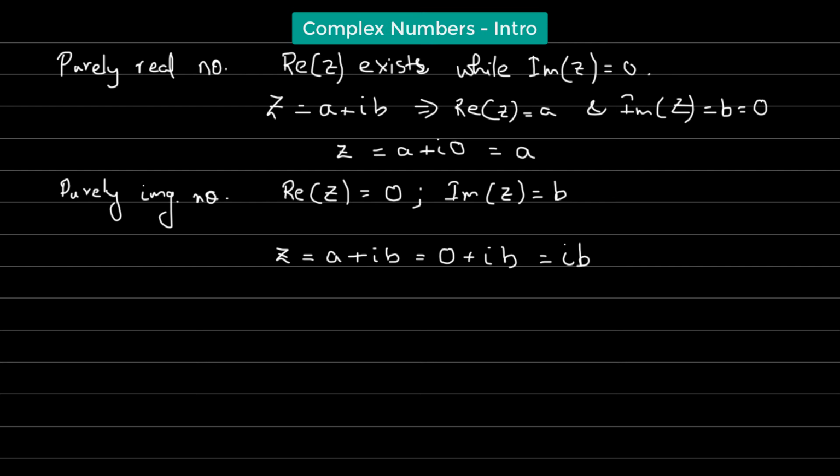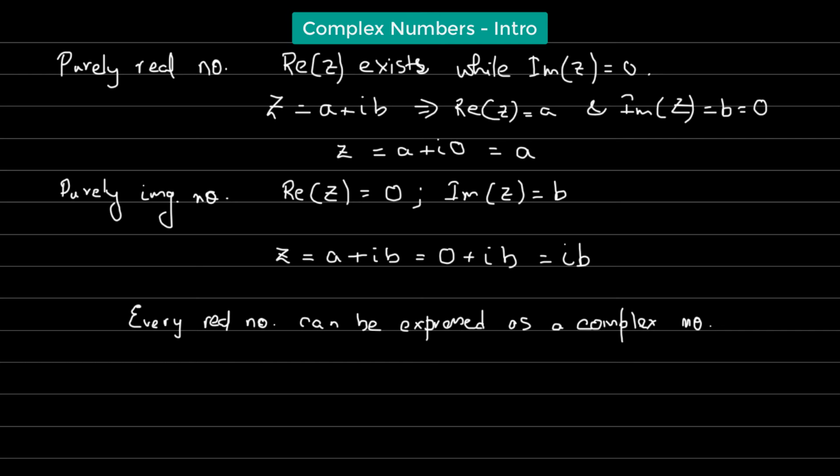Having said that, we can say that a real number can be written in the form of a complex number. So we can say that all real numbers are also complex numbers. Every real number can be expressed as a complex number.